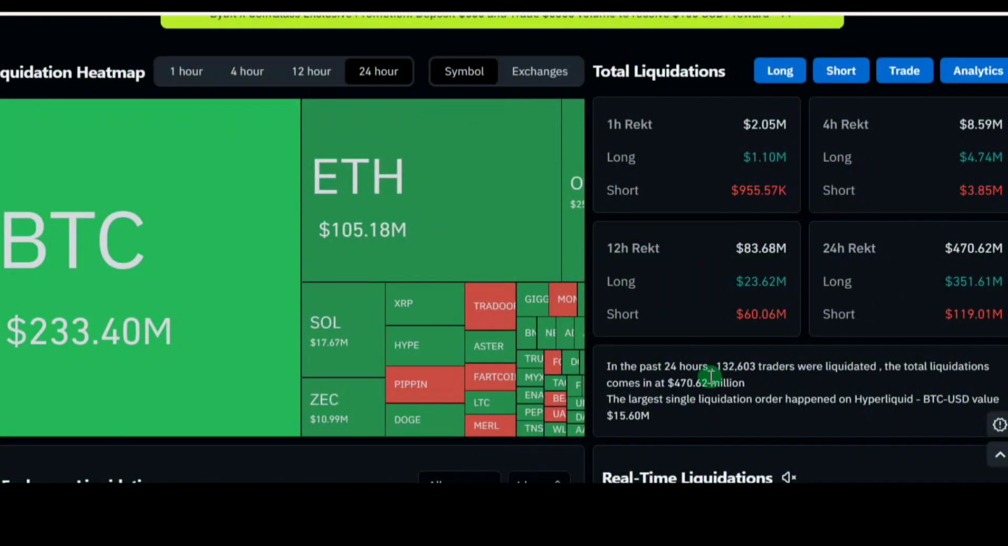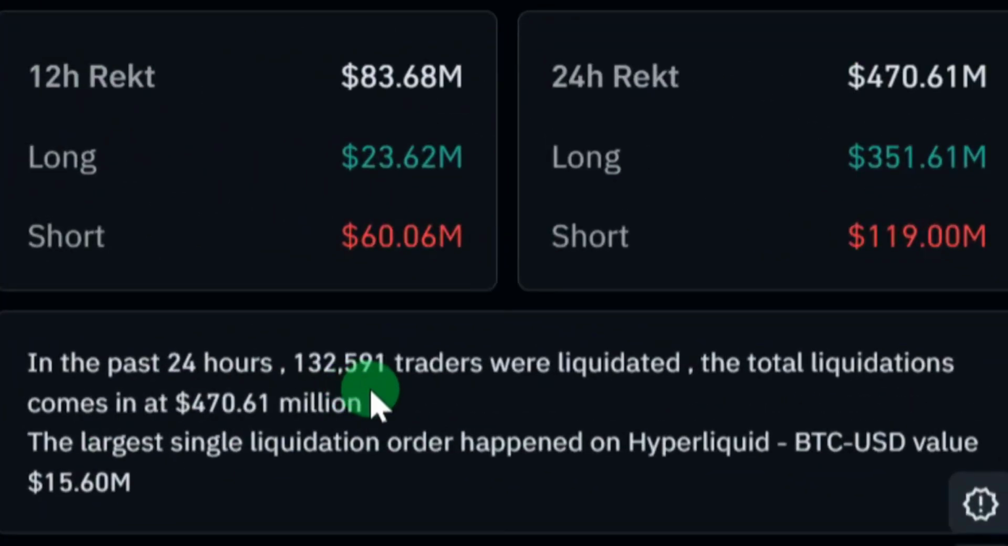In the past 24 hours, over 132,000 traders have been liquidated. The total liquidation comes in at over $470 million, which you can see right here. The largest single liquidation order happened on Hyperliquid, on BTC/USD, valued at over $15 million. The highest liquidation amount comes from long positions, which is over $351 million, while that of short positions is over $119 million, which states clearly that sellers are in control of the crypto market right now as we speak.